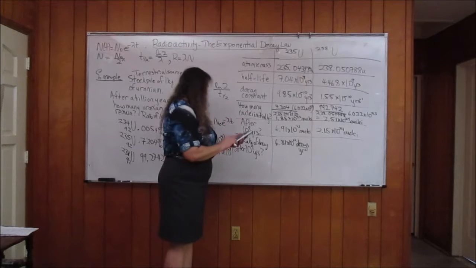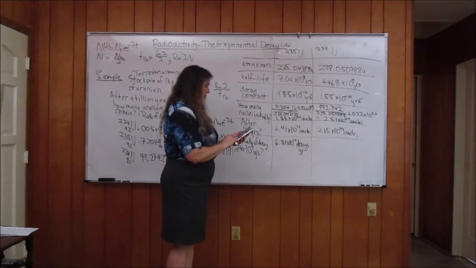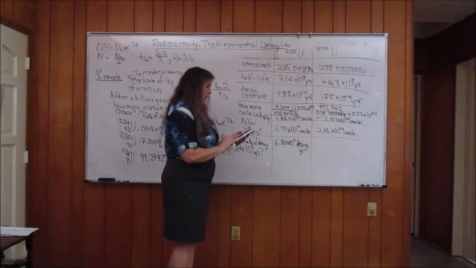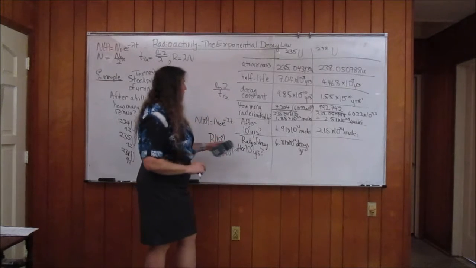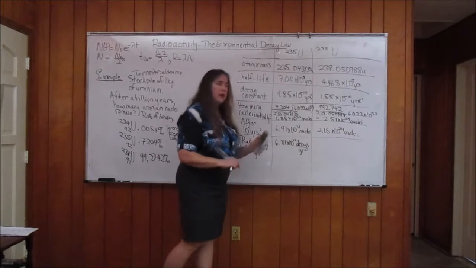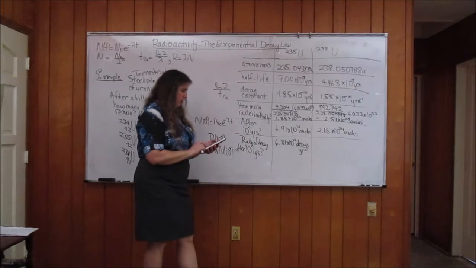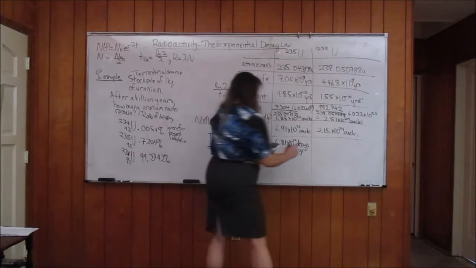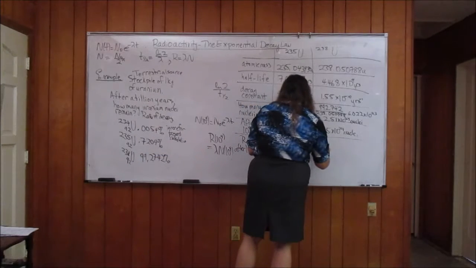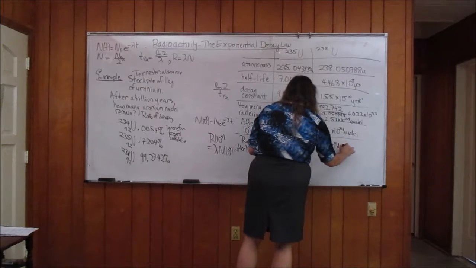And then for U238, again, we'll multiply the decay constant, in this case 1.55 times 10 to the minus 10th, times the number of nuclei that remain after a billion years, or 2.15 times 10 to the 24th, and that is 3.33 times 10 to the 14th decays per year.